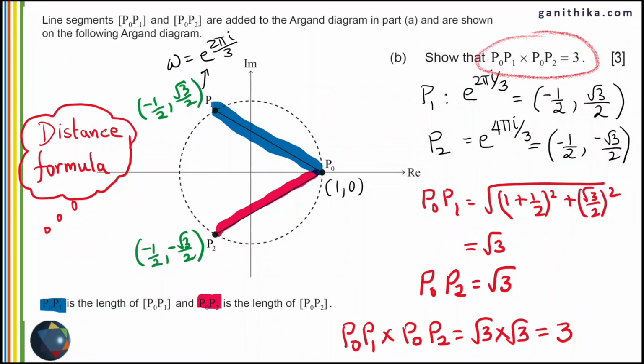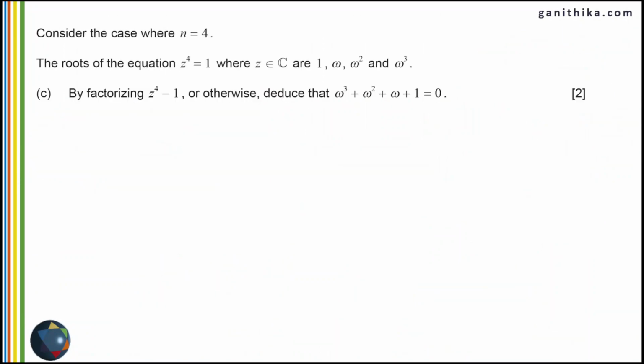Let's proceed further to the next question C. Again, before question C, there is another information given. You are given that we are in the case n equal to 4. Therefore, the equation is z power 4 equal to 1 and the roots are going to be 1, omega, omega square and omega power 3.